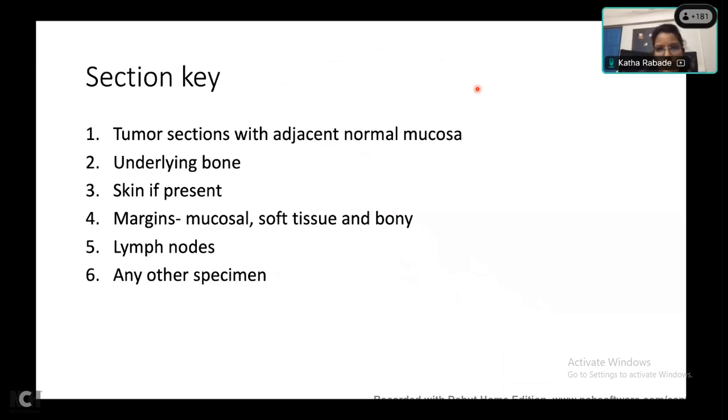So after grossing is done, you need to make a section key for the reporting pathologist to know where the sections are taken from. So the specimen should have tumor sections, ideally with the normal mucosa adjacent to it, underlying bone, skin if present, margins, mucosal, soft tissue and bony margins, and lymph nodes, and any other specimen that is sent along with this primary tumor.